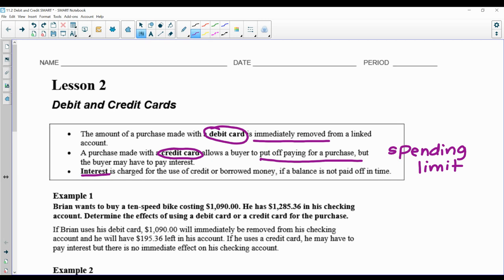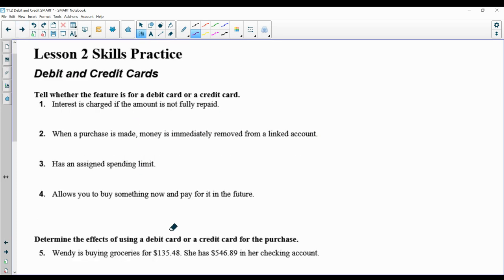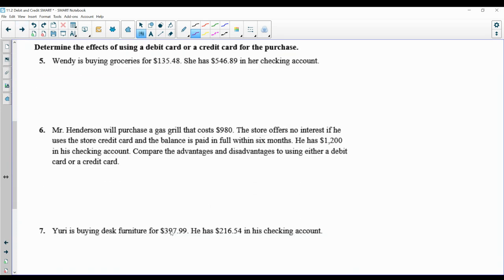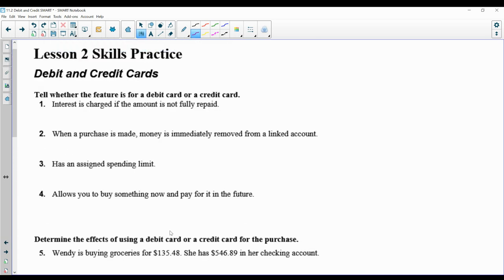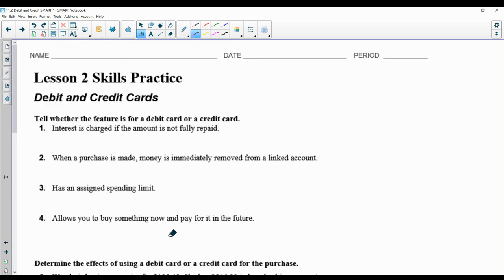Now I want to go to the assignment. You're going to have 5 questions. I know that you're going to see 7, but you only have to do the first 5. Let me start with lesson 2, skills practice, debit and credit cards. Tell whether the feature is for a debit card or a credit card. Those are the choices: either it's a debit card or a credit card.